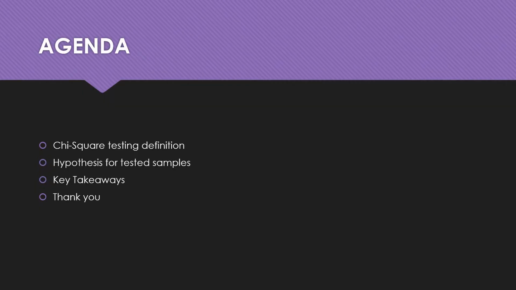Our agenda today is going to be giving a definition and when to use chi-square testing. We will be looking at 3 hypotheses from tested samples, and we will look at key takeaways.